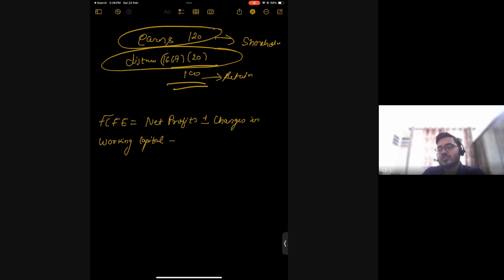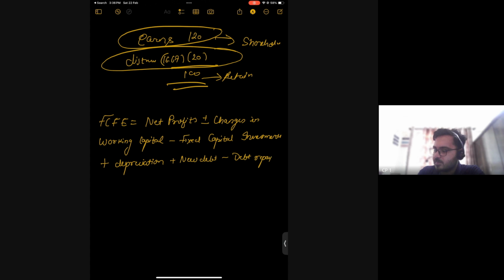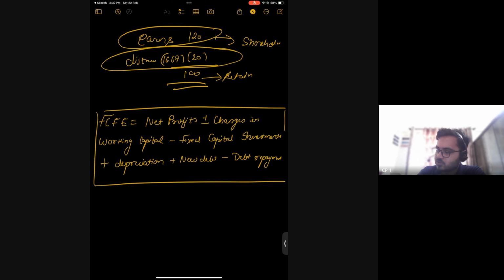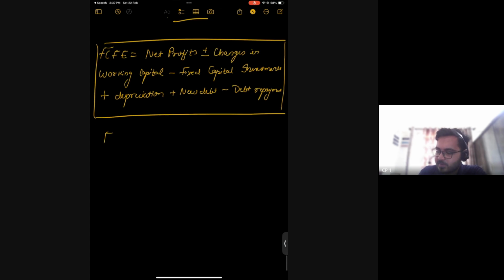Then you will have to subtract the fixed capital investments that you're making. You'll have to add back the depreciation which has been incurred. Plus, you have to take new debt minus debt repayment. Now, this is a super long formula, so as to say, but this can also be fundamentally understood. Ensure you're noting it out. Let me make it a little more simple also. Note this one down, however, this is more important.